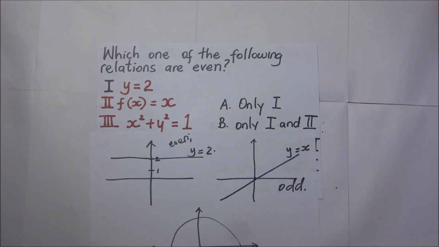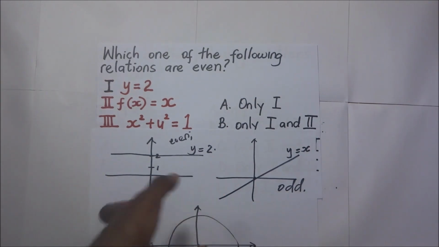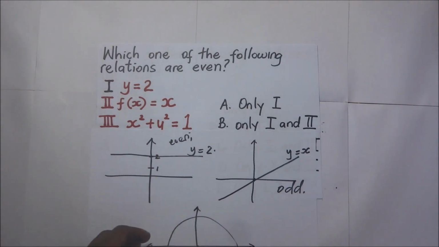Then if you look at this, you realize that this circle, first of all, is symmetrical about the y-axis. It is mirrored this way. And also, if I was to rotate this function about the origin, 180 degrees, you'd find that it will still look the same. So it means that this function is both odd and even.